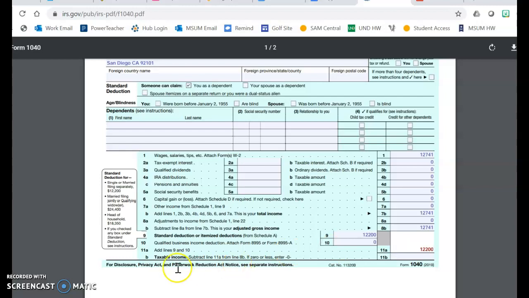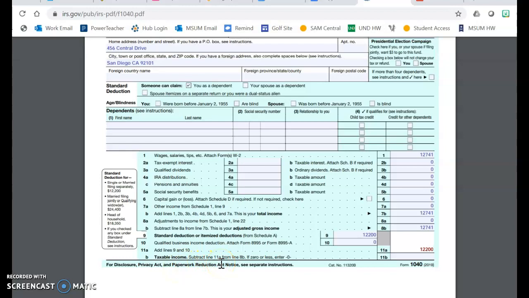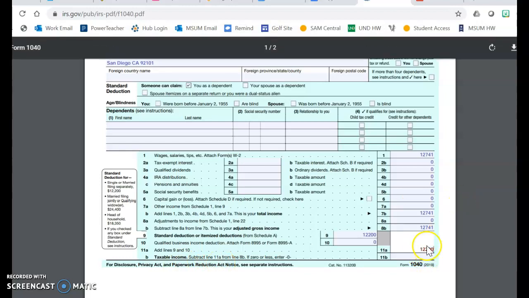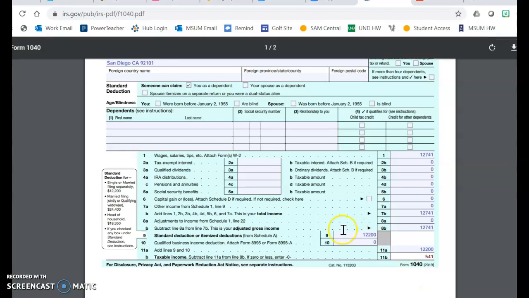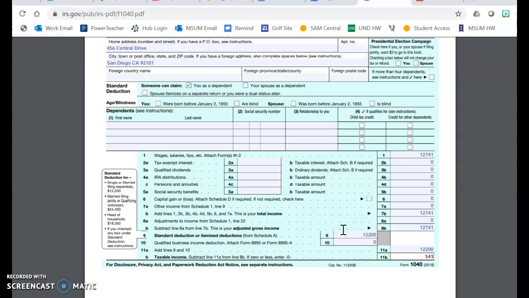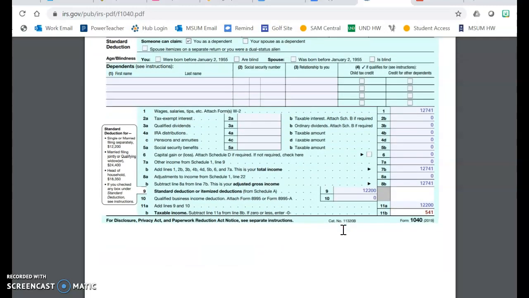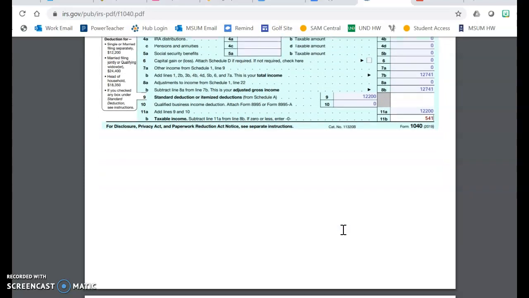Taxable income, subtract line 11A from 8B. So 11A, we have to subtract from 8B. This is what we call the taxable income. This is how much income the federal government can tax you on. So we take 12,741 minus 12,200, and it looks like we're going to get $541. That is her taxable income, how much money she's required to pay taxes on. That's the first page. So now we have to keep going.